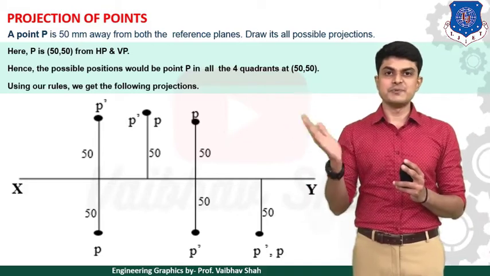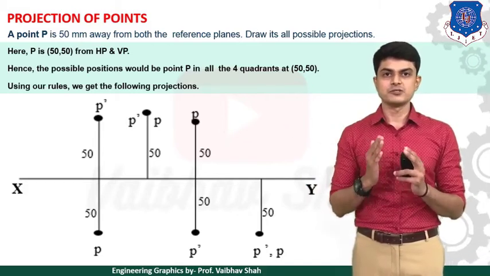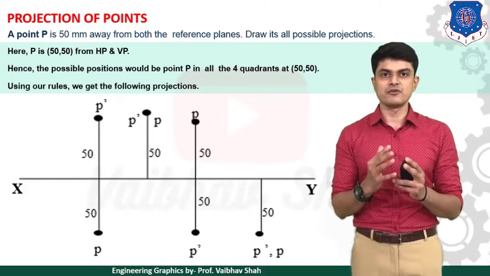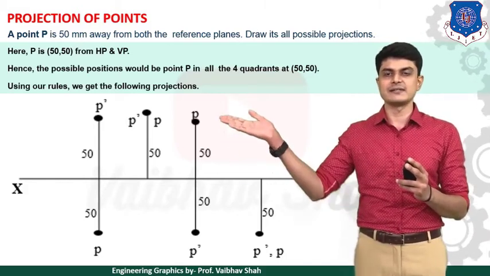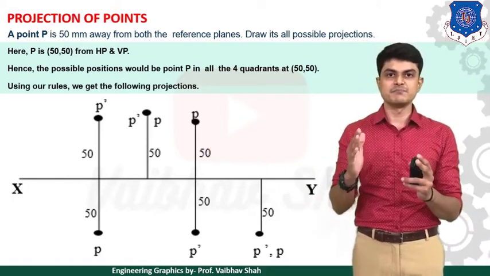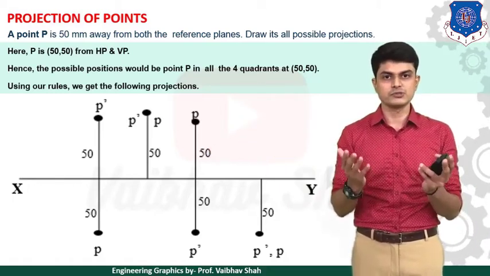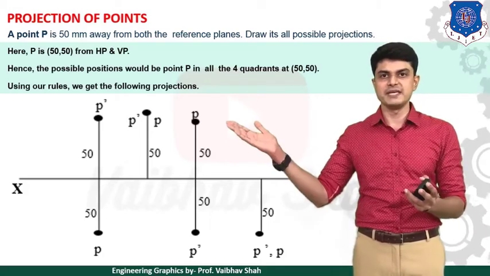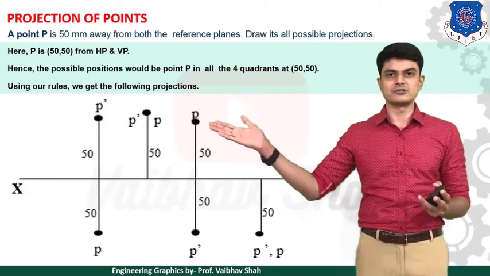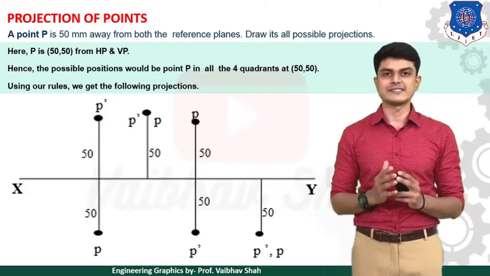Point P is above HP and behind VP. So whenever the point is above HP, you will have your front view P dash above the XY line. As you can see, P dash is 50 mm above the XY line. Secondly, it is behind VP. Behind means also above the XY line. So your point P without dash would also be 50 mm above the XY line, like this. So this would be your second answer for the second quadrant.